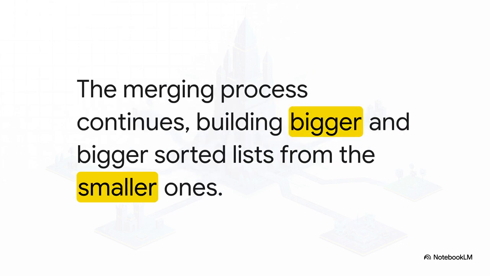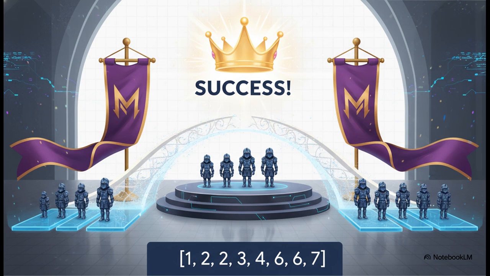We take our new, larger sorted groups, like 2, 5 and 4, 7, and we merge them using the exact same logic. We're just comparing the first items in each list, picking the smaller one, and building a new, even larger sorted list, one step at a time. This leaves us with 2 perfectly sorted halves. And finally, we do one last merge on the 2 remaining halves.